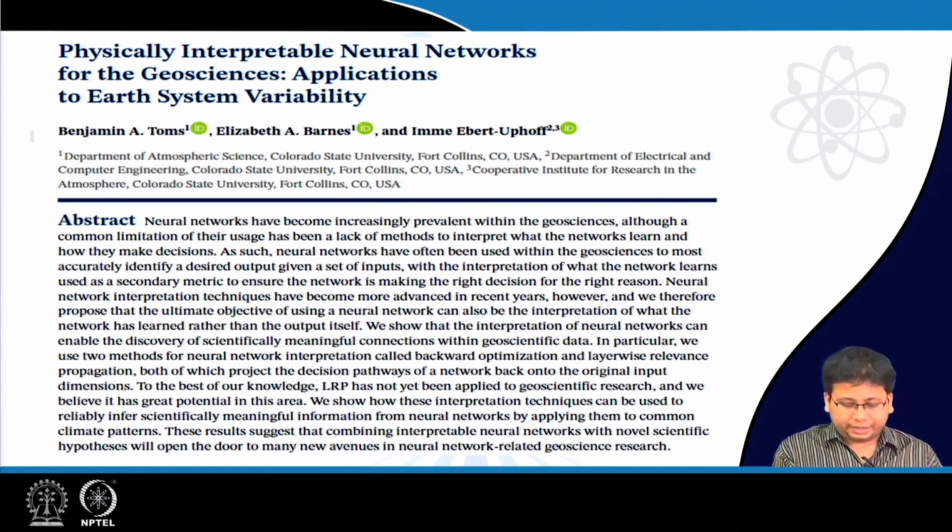We show that the interpretation of the neural networks can enable the discovery of scientifically meaningful connections within the geoscientific data. In particular, we use 2 methods for neural network interpretation called backward optimization and layer-wise relevance propagation, both of which project the decision pathways of a network back onto the original input dimensions.